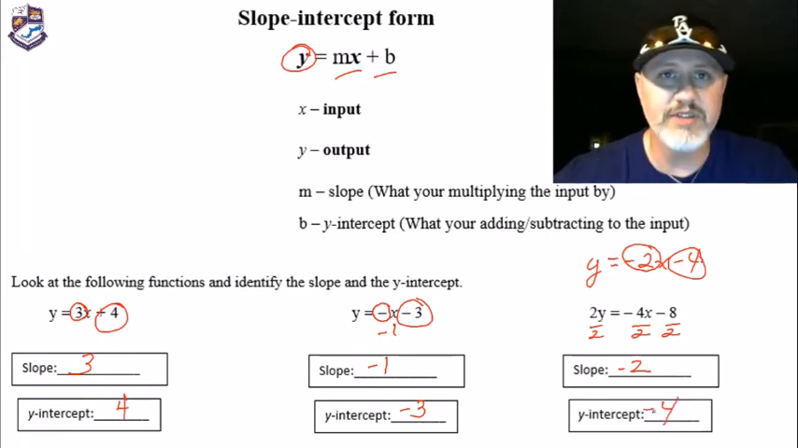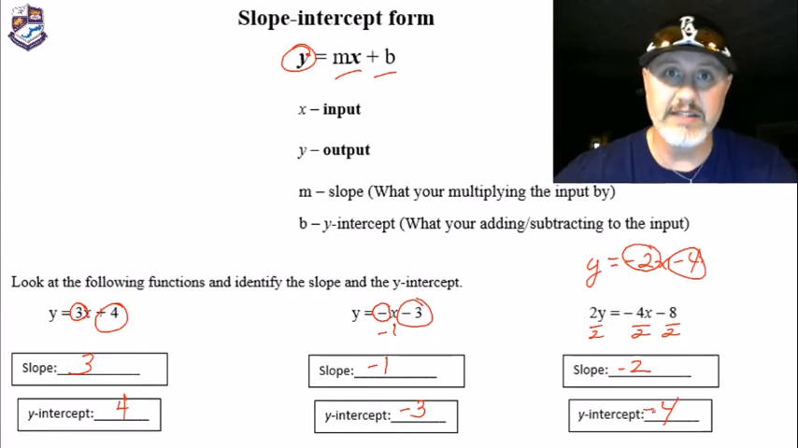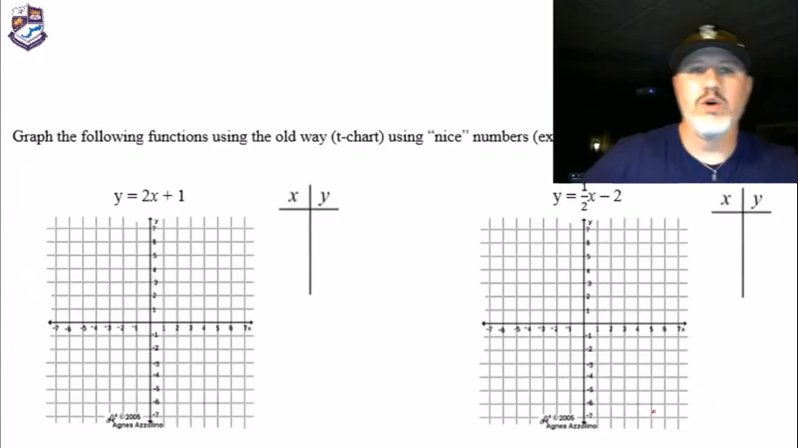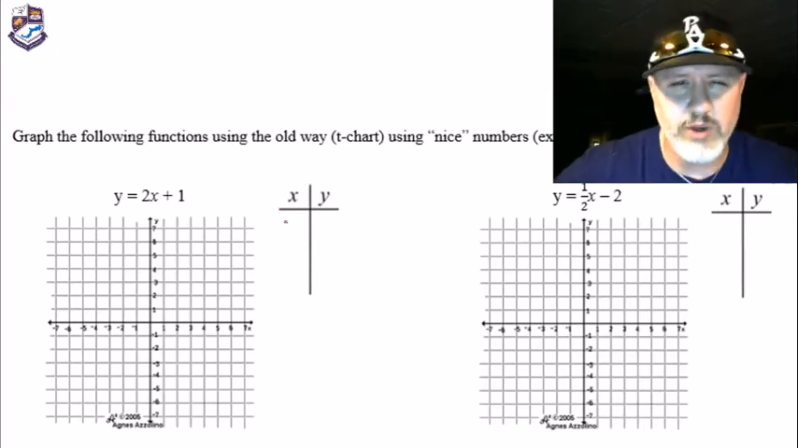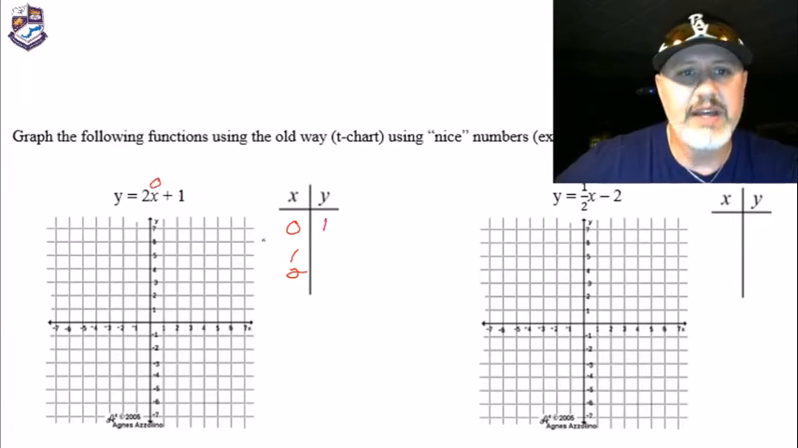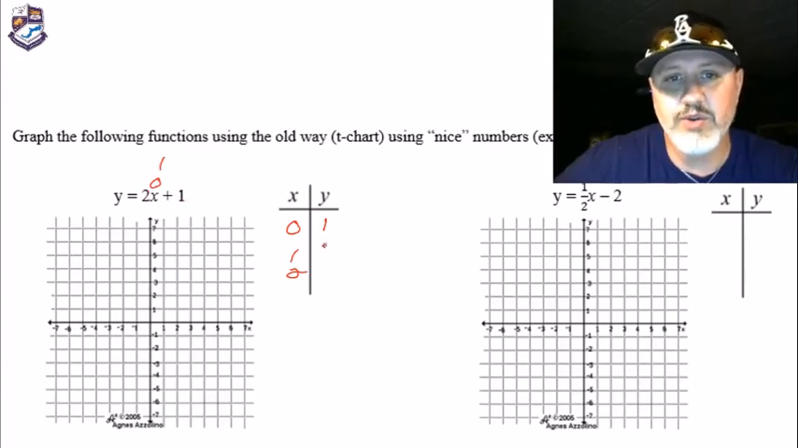The coefficient of x, or the number in front of x, is the slope. And the y-intercept is the constant, or what comes last. All right, so let's do this the old way. Let's graph the old way. Remember how you had to use nice numbers like 0, 1, and 2? If I substitute 0 in, I get 1. If I substitute 1 in, I get 2 times 1 plus 1 is 3.